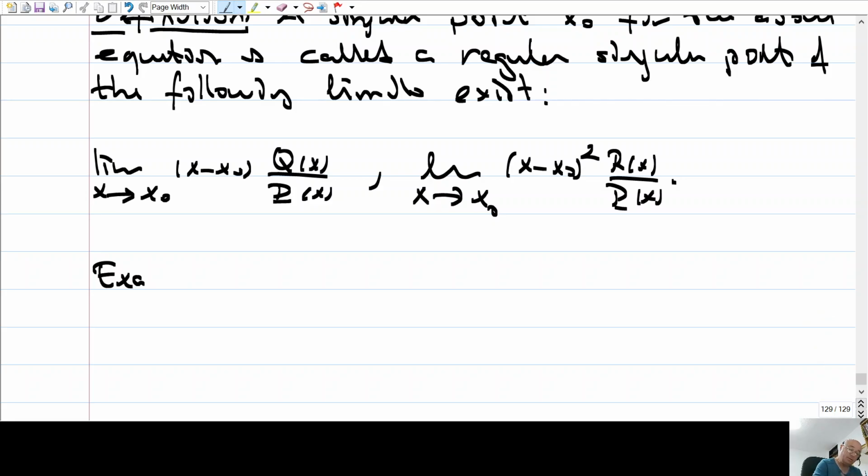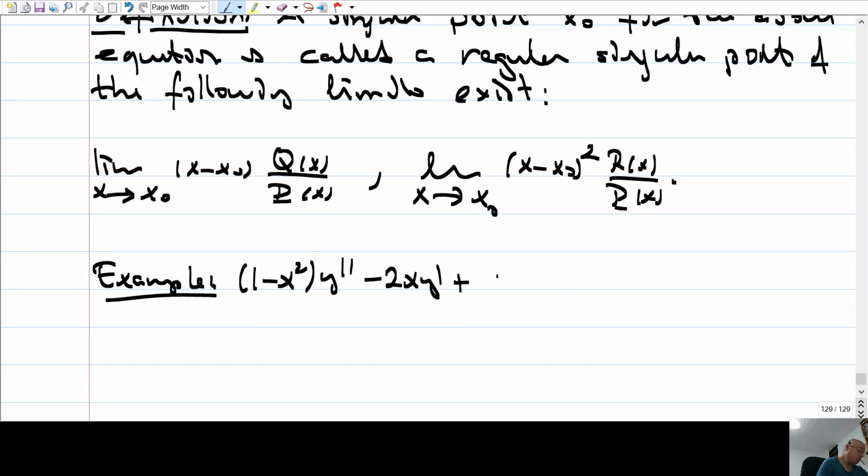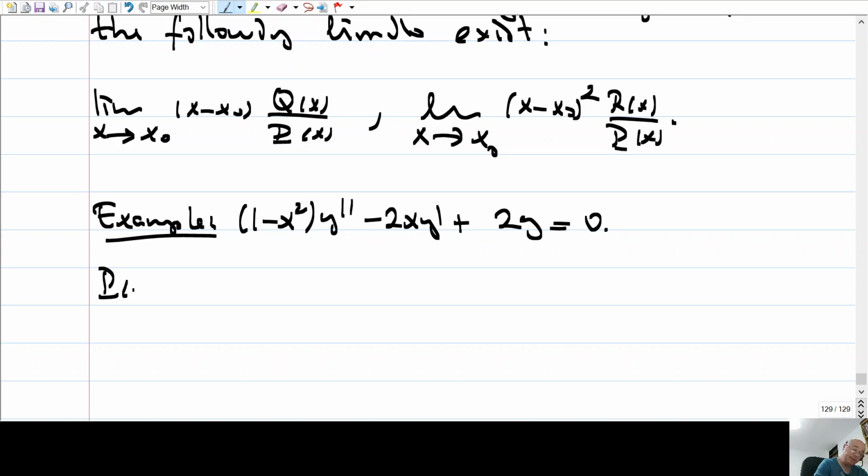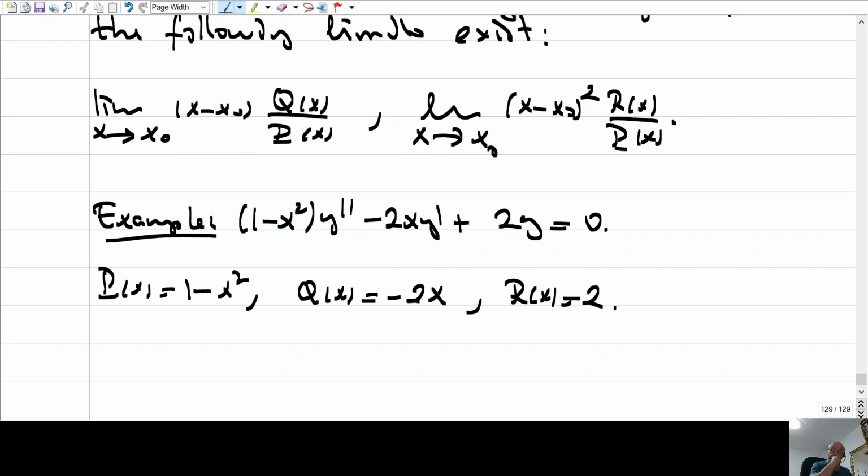Example. One example is the following: (1 minus x squared) y double prime minus 2x y prime plus 2y equals 0. So p(x) is 1 minus x squared, q(x) is minus 2x, and r(x) is the constant function 2.